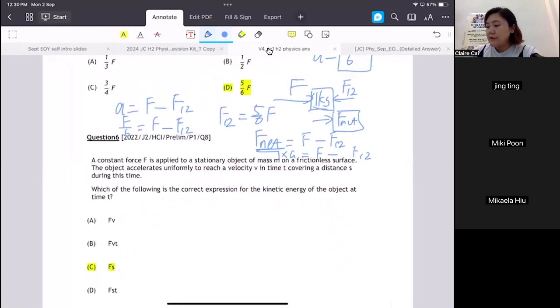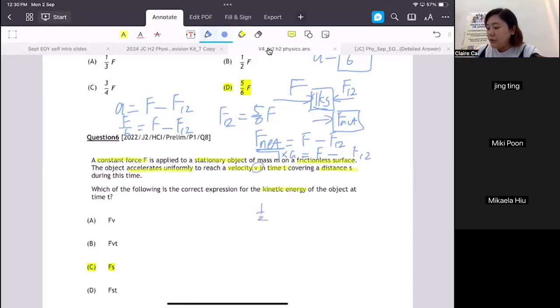So then question 6 is more like understanding the different terms and then putting it together. We have a constant force, then we have a stationary object. This is a frictionless surface. So when you push it, it will cause the object to accelerate uniformly and reach a velocity v in the time t, covering a distance s. Which one is the correct expression for the KE of the object at time t?